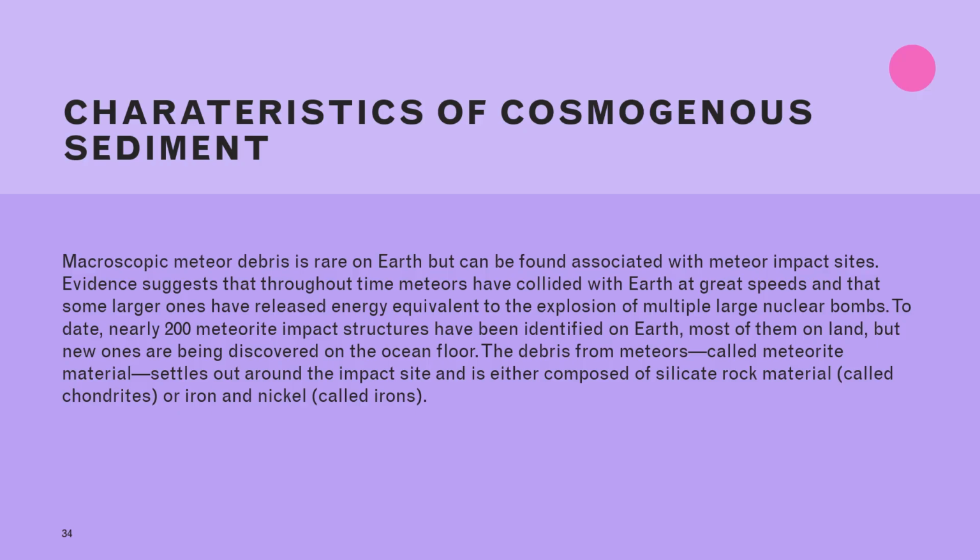To date, nearly 200 meteorite impact structures have been identified on Earth, most of them on land, but new ones are being discovered on the ocean floor. The debris from meteors, called meteorite material, settles out around the impact site and is either composed of silicate rock material called chondrites or iron and nickel called irons.